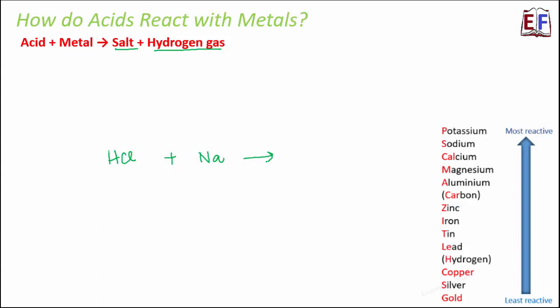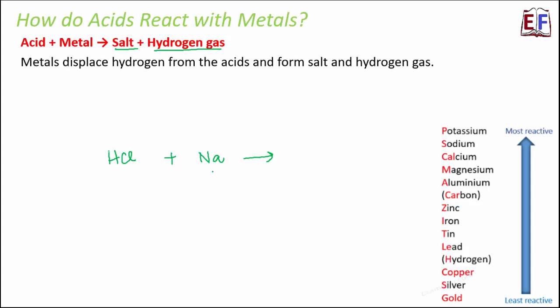What will happen is the metal displaces the hydrogen from the acid. Acids have this hydrogen; for example, HCl, H2SO4, HNO3 all have the hydrogen atom. The metal will actually displace this hydrogen atom and take its position. So in this case, sodium will kick out H from HCl, take its position and form NaCl. And this hydrogen will be liberated as hydrogen gas. So this is how a salt will be formed.